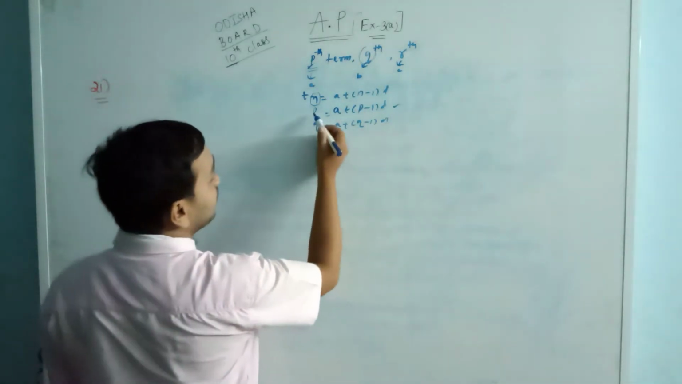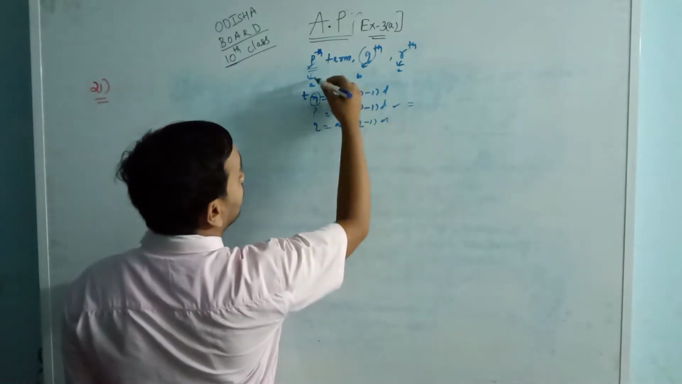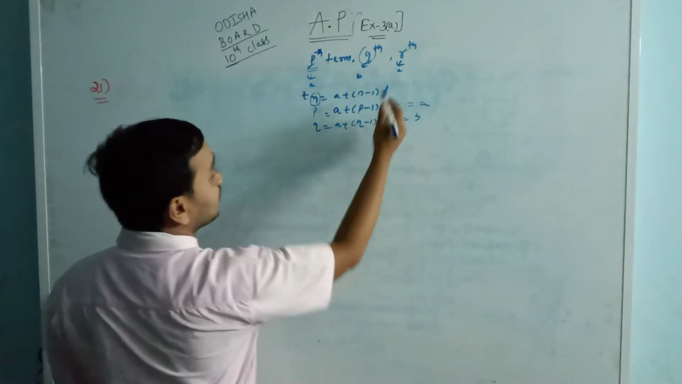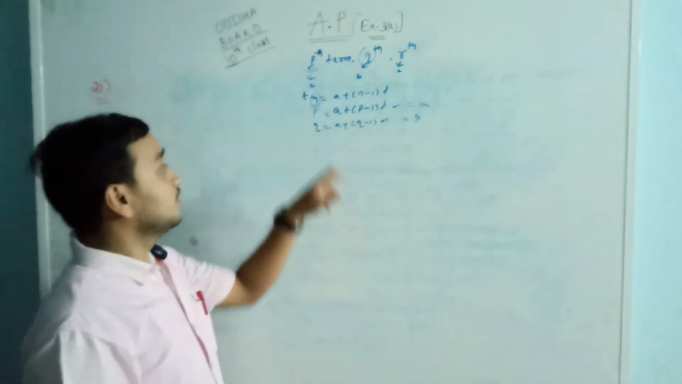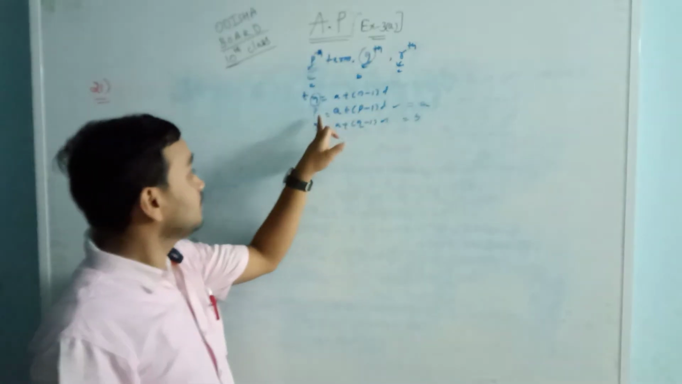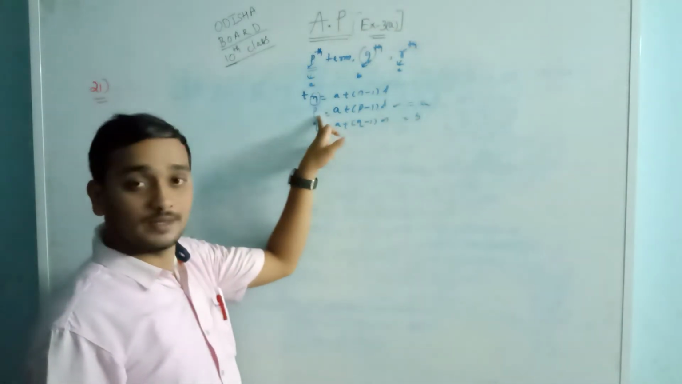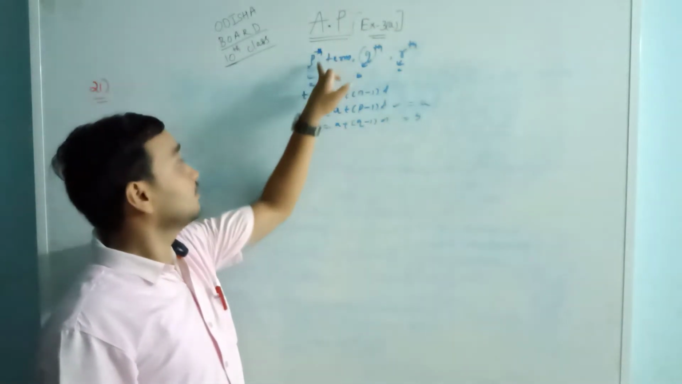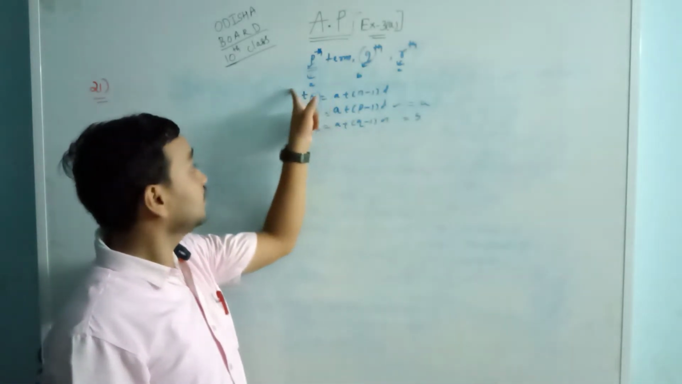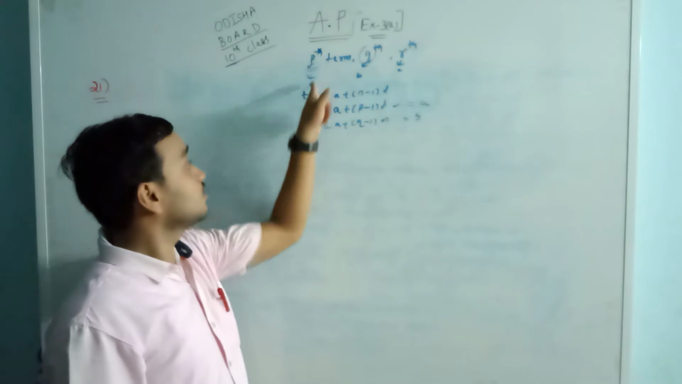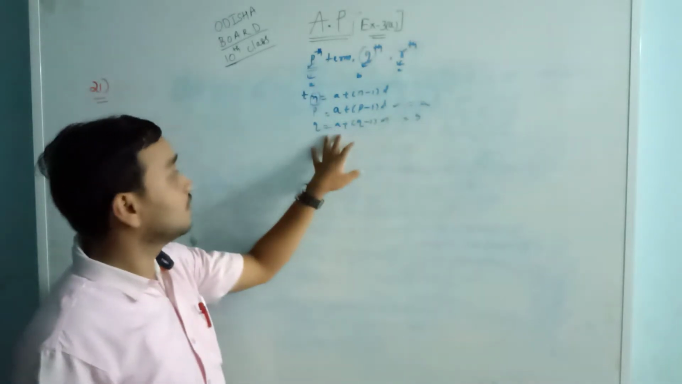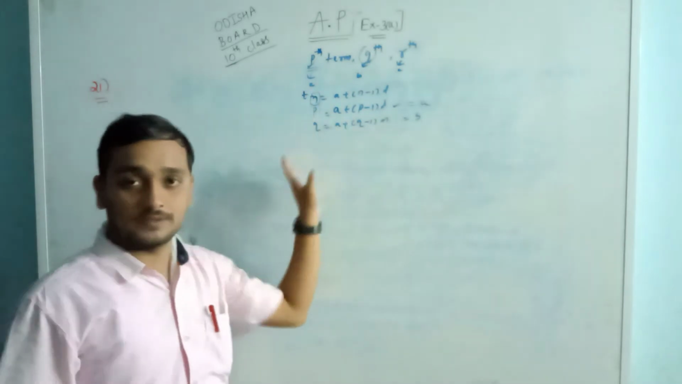The value of the pth term is a, the qth term is b, and likewise the rth term. Simply, Tn is equal to a plus (n minus 1) into d. So replace n with p, q and r, because we have the pth term, qth term and rth term, and we find a, b, c. Okay? Write this concept.